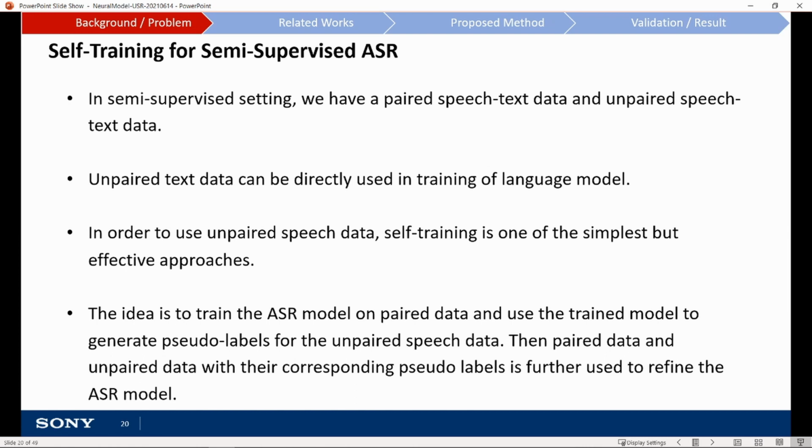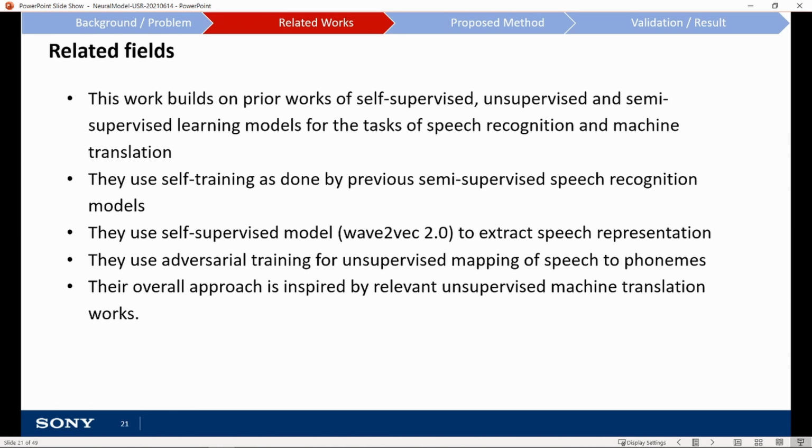This model also uses self-training. In semi-supervised training, we have paired data and unpaired data. Self-training is one of the methods to utilize this unpaired data to improve the performance of speech recognition. The idea here is to train the ASR model on paired data and then use the trained model to generate pseudo labels for the unpaired speech data. Then the paired data and unpaired data along with the corresponding pseudo labels are further used to refine the ASR model.